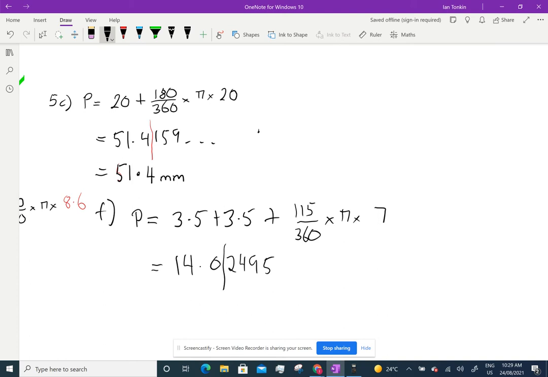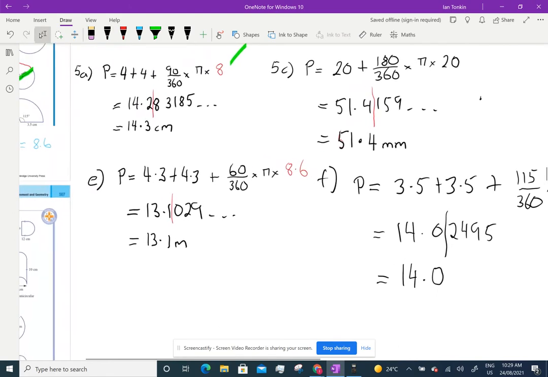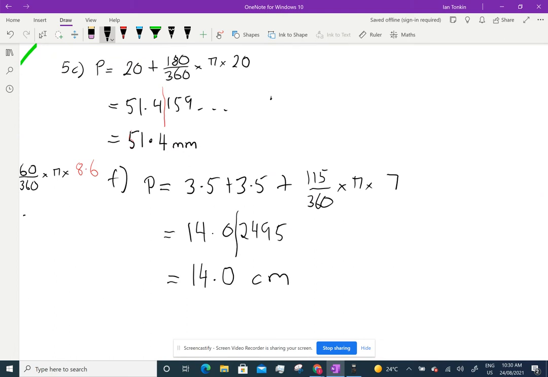I go there, and then I go, 14 point. Now, is that number behind the line 5 or more? No, leave that there. And even though it's a 0, you must leave it as a 0, and we're in centimetres. So don't just ignore that 0, you've got to write 14.0.